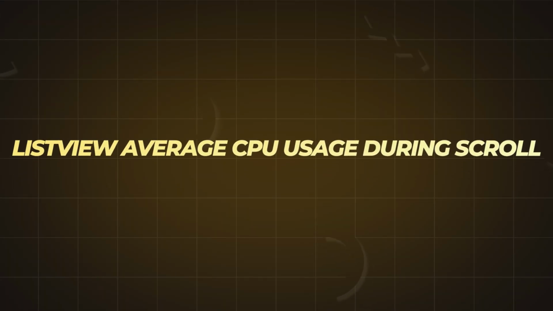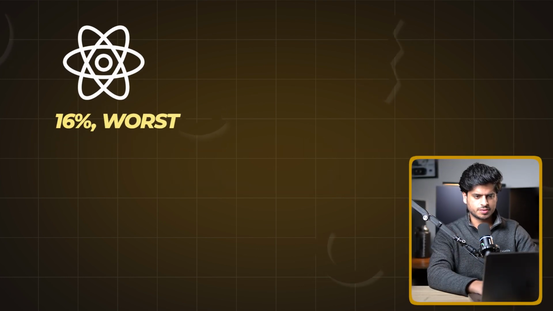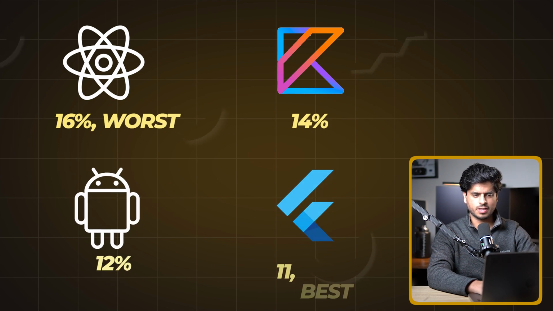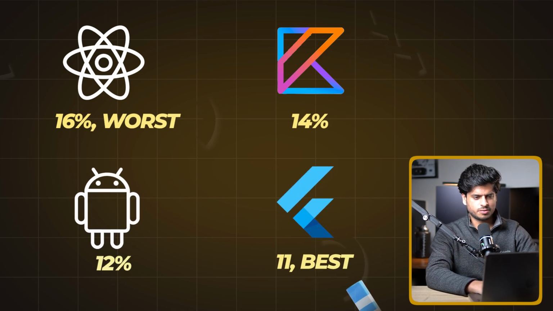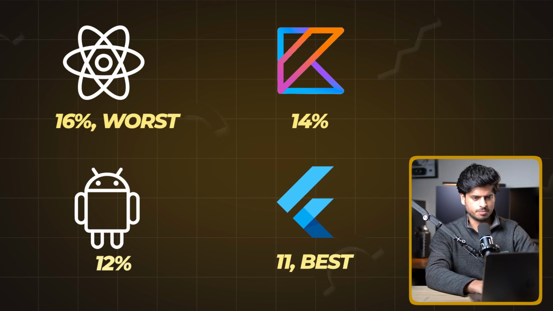List view average CPU usage during scroll, and the lower is better again. React Native, which is worse at 16%. Then we have KMP at 14%, Android Native at 12%, then Flutter at 11%. Of course, Flutter being the winner receives 1 point, Android Native receives 0.5 points.